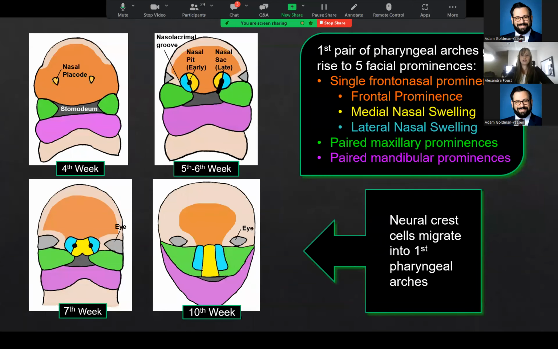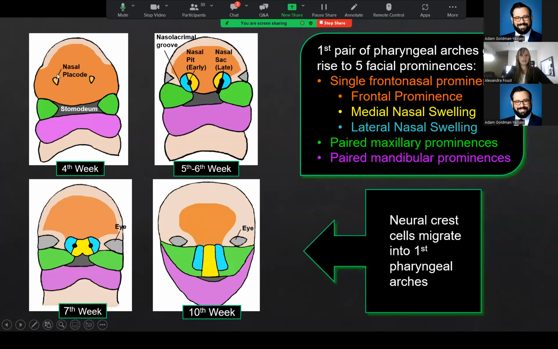All right, so talking a little bit about the embryology, the midface basically has 3 centers that are going to produce the 5 pieces of facial prominence. So you'll have a single frontonasal prominence. You'll have paired maxillary prominences, and you'll have paired mandibular prominences. And those will come together over time to give you the fetal face. The frontonasal process also gives rise to medial and lateral nasal swellings, which are involved in development of the midface as well.